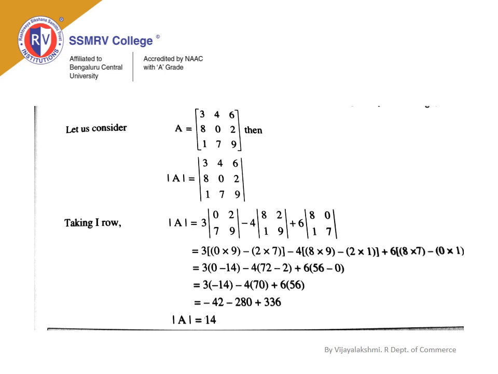Plus 6 into, please do remember the items in the same row, same column should not be taken. In the same row we have 3, 4. In the same column we have 2, 9. 3, 4, 2, 9 should be ignored. Apart from that we have 8, 0, 1, 7.